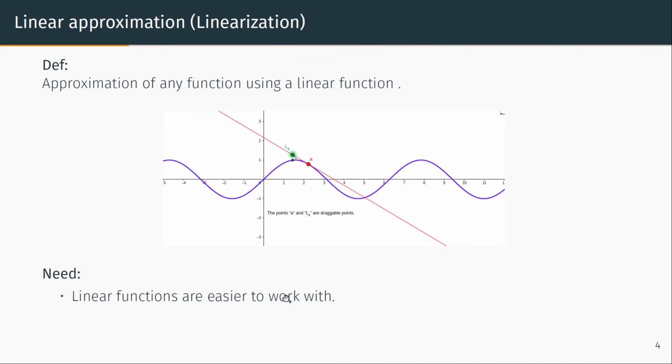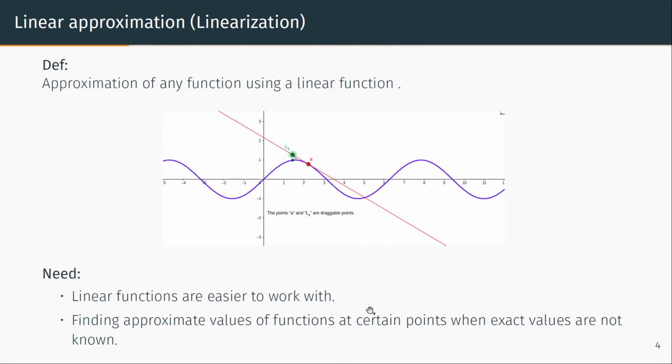Now getting back, what is the need for linear approximation? So firstly, linear functions are easier to work with. That is why approximation is an important process in engineering and experimental sciences. In scientific studies, for example, if you're building a model, then linear functions help in making those models simpler and make the calculations easier. Now the second use is we can use linear approximation to find the value of a function at certain points when the exact values are not known.